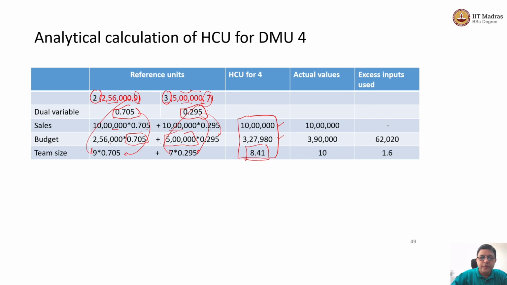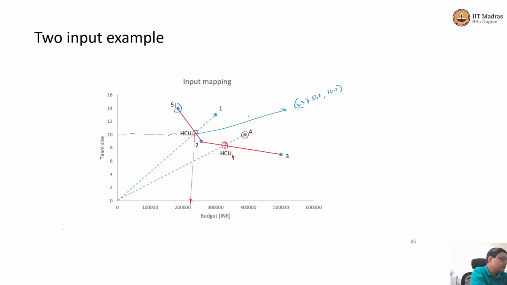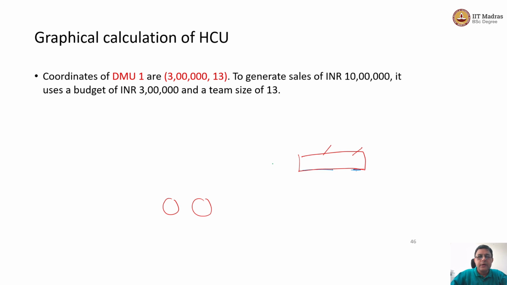So what are the coordinates of DMU4? Let us go and look at that. So what are the coordinates? Apparently this is 327,000 something, 980, and the team size was, I think, 8.4. What does that mean? That means if you draw a vertical line, this is going to be that 327,000, and if you draw the horizontal line, it is going to sit just above 8, 8.4. Okay, this is going to be the coordinates of DMU4.